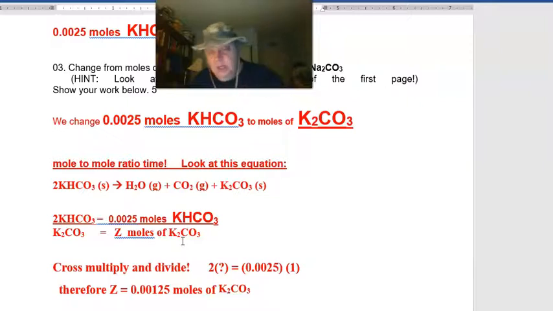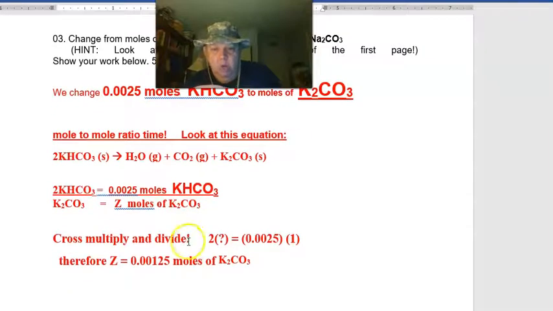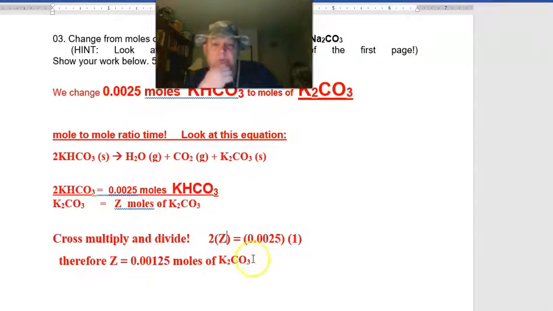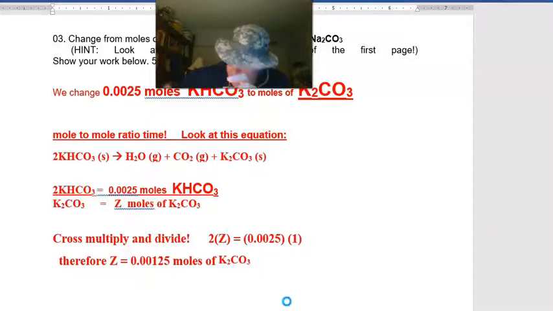That's our product. Now I use the letter Z. Okay, not X, not Y, Z. Okay, and this is the part, ladies and gentlemen, where you are going to cross multiply and divide. Now in this case here, we're going to use that. So 2Z is equal to 0.0025 times 1. Okay, so we cross multiply and divide.